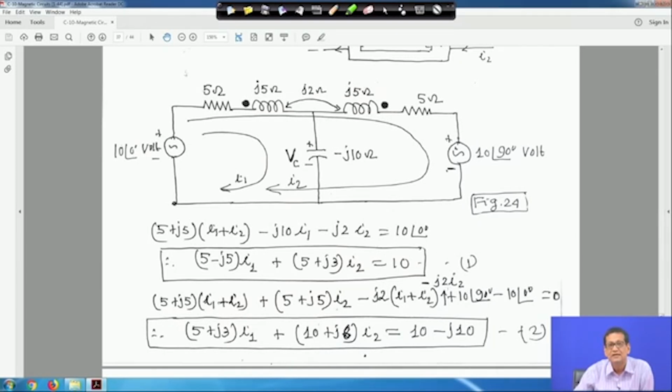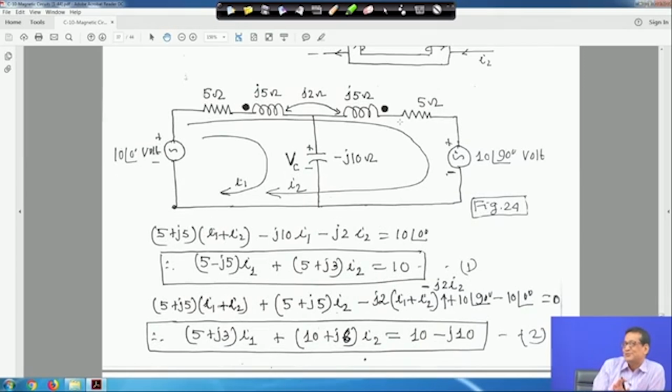Look at the arrow here, it is upward. I have made it minus j2 into I2, right. Here it is minus, then minus j2 into I2, then plus 10 angle 90 degree minus 10 angle 0 degree. So this is equation 2, this is equation 1. You solve for I1 and I2, right.